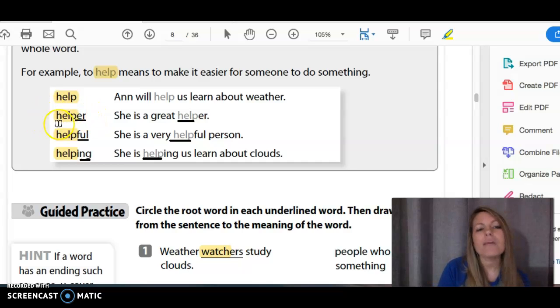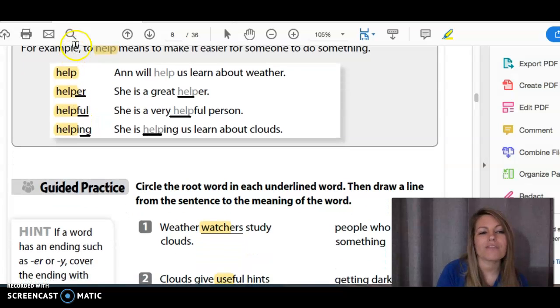that makes it easier for me to understand what these words mean, even if there are extra suffixes, which are letters that are added at the end. Helper, that's just someone who always makes something easier for someone or does something for someone. Helpful, that's being full of help. Helping, that's actively doing something to make something easier for someone. So we have the root word help, but we've got it used in many different ways with many different suffixes added to the end.